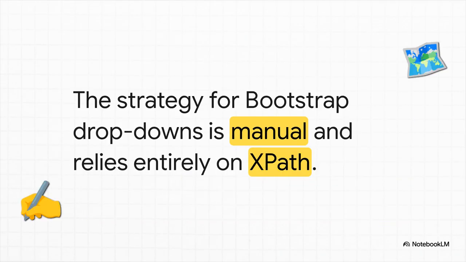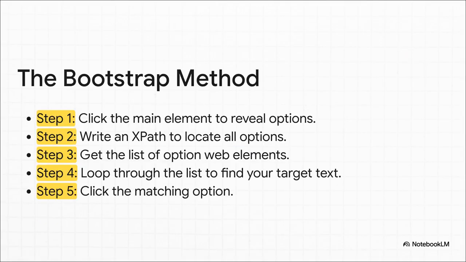This new strategy is all about mimicking what a human user would do. Since there's no special class to help us out, we have to fall back on fundamental automation techniques. And that means we're going to be relying almost entirely on XPath to find and interact with each part of the dropdown. So the process looks something like this.